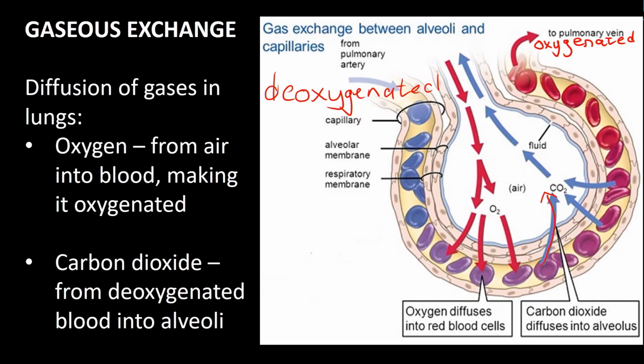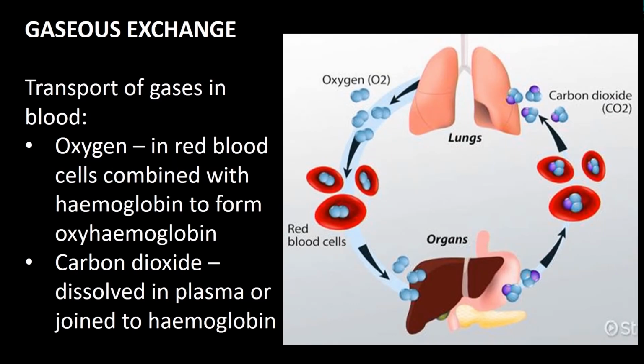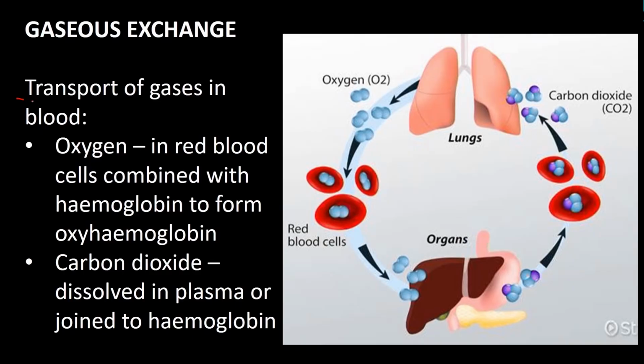So, what happens next? The blood has picked up the oxygen and it is now going out of the lungs. What we're going to look at now is, well, in the blood, how is the gas carried? So how is the gas transported in the blood?